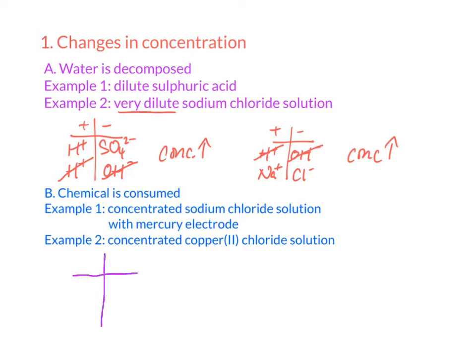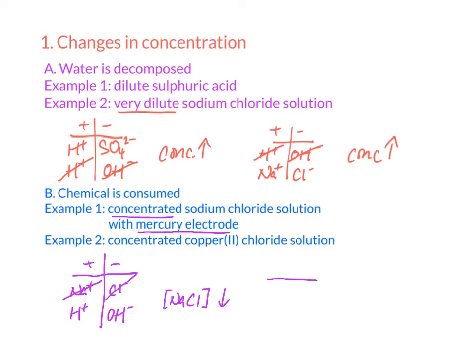For the first one, we have concentrated NaCl. So we got NaCl, H plus and OH minus. As we are using mercury as electrode, Na plus will discharge, and because it is concentrated, chloride ion will be discharged. So in this case, you'll find that the concentration of the sodium chloride will decrease.